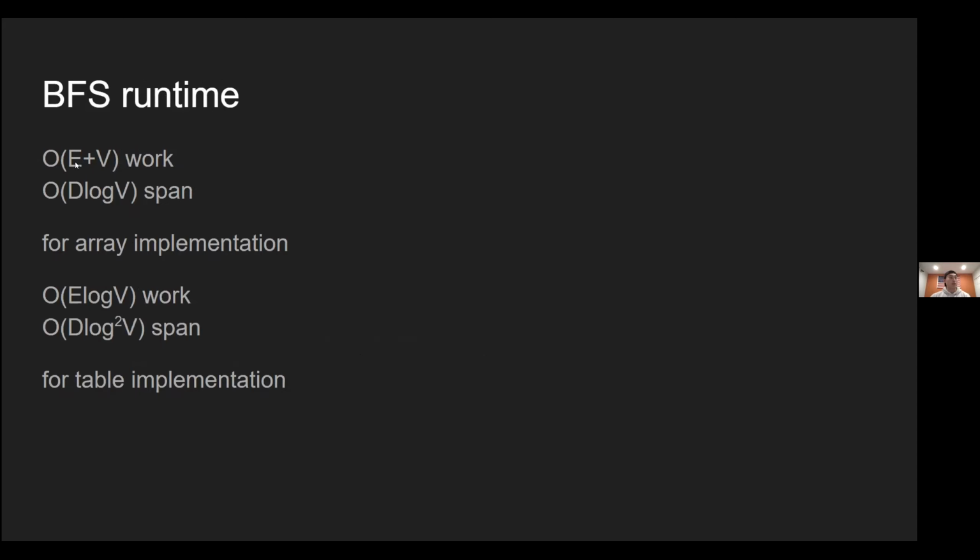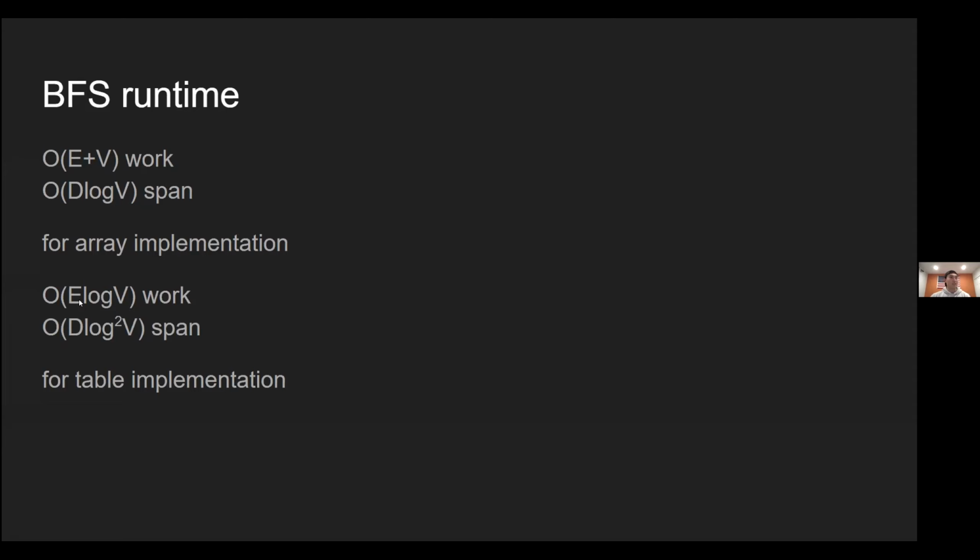Runtime. There are two different runtimes again, one for the array implementation and one for the table. Linear work and d log v span for the array implementation. D is the diameter of the graph, that is, the longest shortest path of the graph. So the longest possible shortest path between two nodes you can take. If that doesn't make sense, feel free to ask.